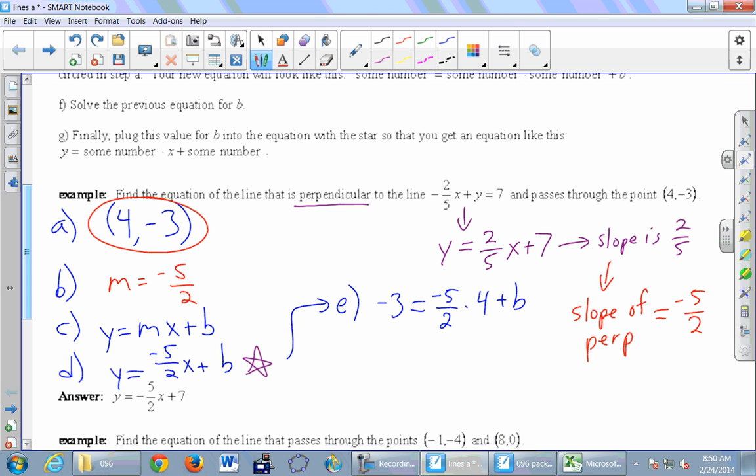Okay, and then we have a little bit of work to do to solve for b. That's what it says in F. Solve the previous equation for b. So how about we clean this equation up just a little bit. Negative 5/2 times 4. That simplifies. What number is that? Close. Negative 10, thank you. Plus b. And then add 10 to both sides. And finally, after all that, we get b is 7.